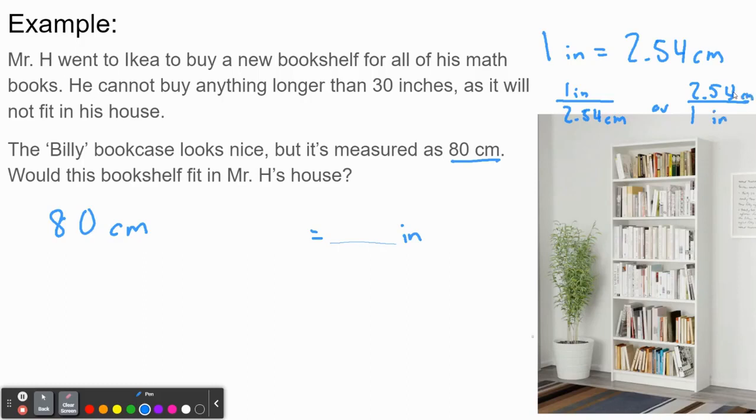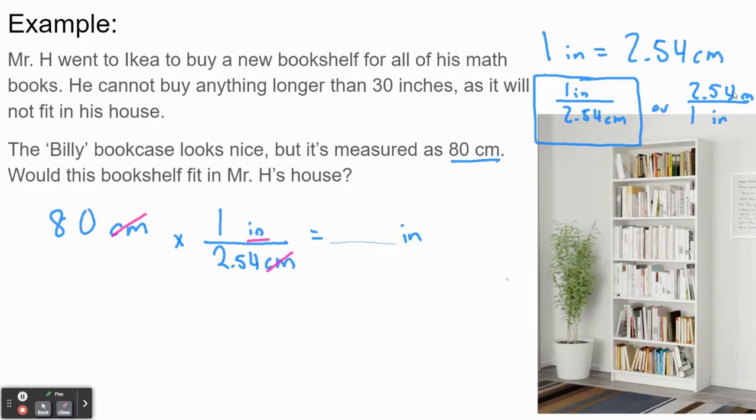what we need. If we think back to our last video, we'll remember that whatever we want to find needs to go on top. So that means that we're going to use this ratio because it has inches on top. The centimeters are going to go on the bottom. That means that when we multiply these together, we're going to be able to cross off the centimeters because there's centimeters on top as well as on bottom. That will just leave us with inches.